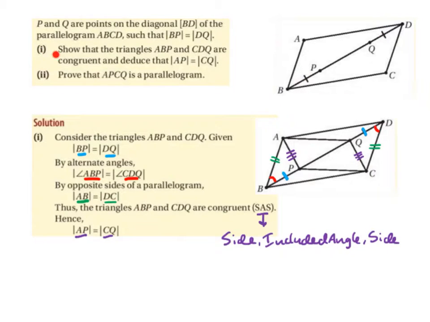Part 1. Show that the triangles ABP and CDQ are congruent, and deduce that the distance from A to P is equal to the distance from C to Q.